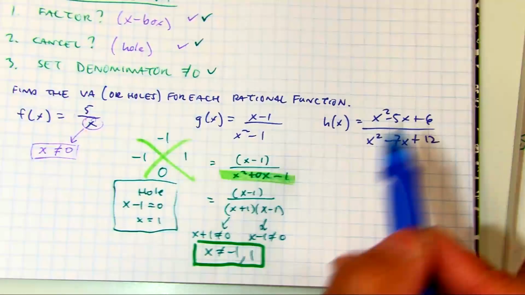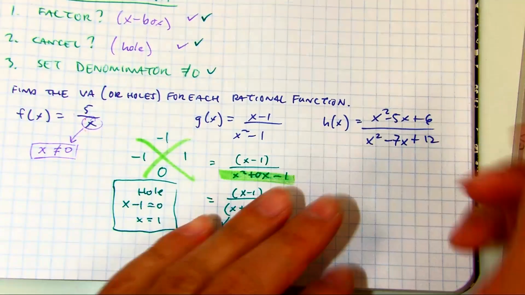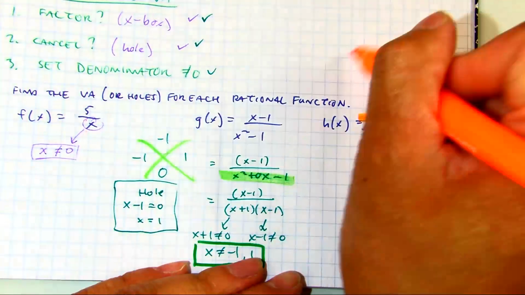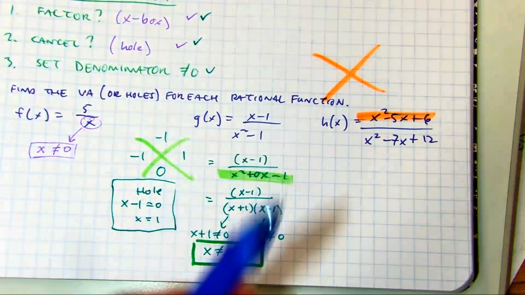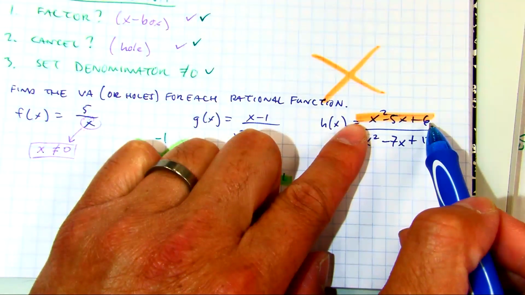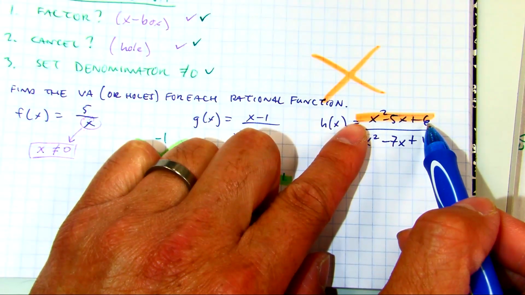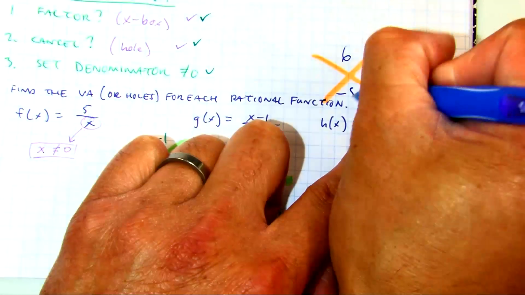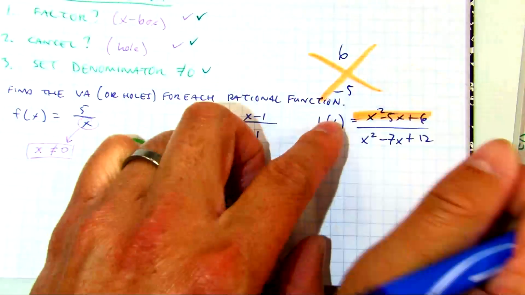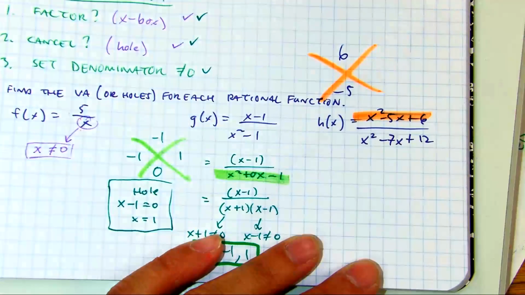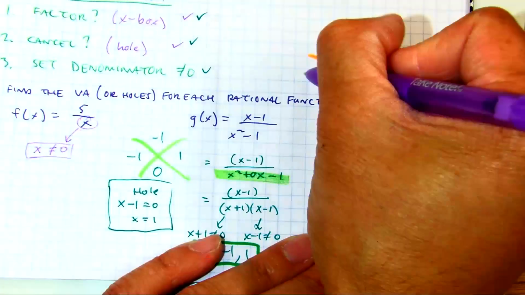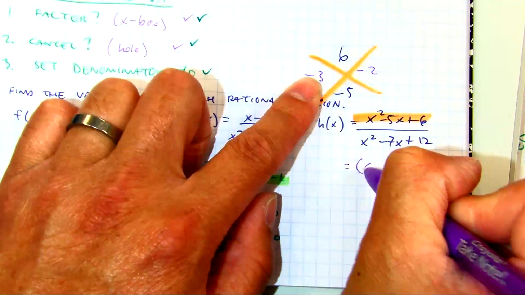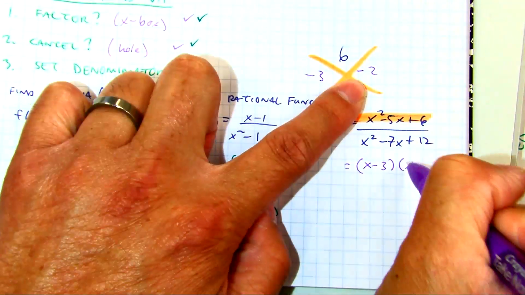Class, is this factored? If you factor it, let's practice our factoring. Class, a times c, 6. B value? Negative 5. My two numbers that multiply to be 6 but add to be negative 5. Negative 3 and negative 2. Order does not matter. So I have x minus 3, x minus 2. Raise your hand if you got that.